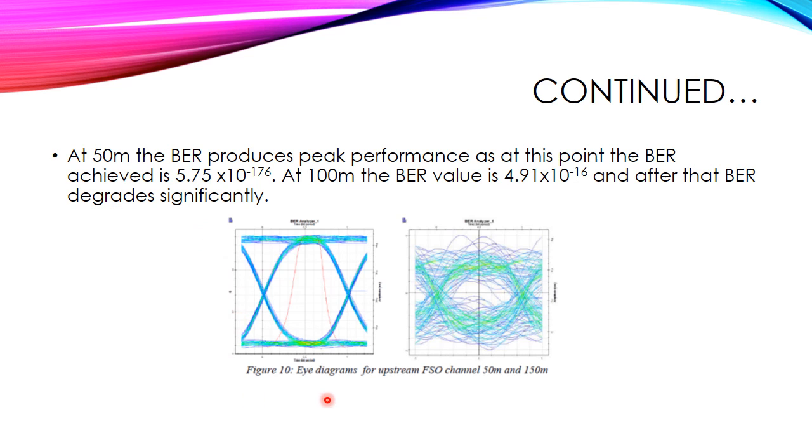And in this diagram the upstream communication performance is shown. This eye diagram is for 50 meters and this one is for 150 meters, and you can see clearly that at 150 meters the eye opening has reduced significantly, and the bit error rate is not in the range of 10 raised to power minus 9 or less.